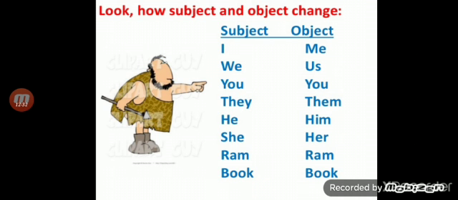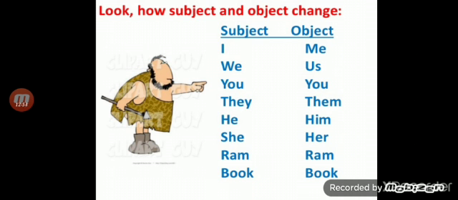In proper nouns, there is no change. Ram as a subject, the same thing for object, Ram. Book, book. In common nouns also the same thing. So there are no changes for nouns, proper nouns and common nouns.